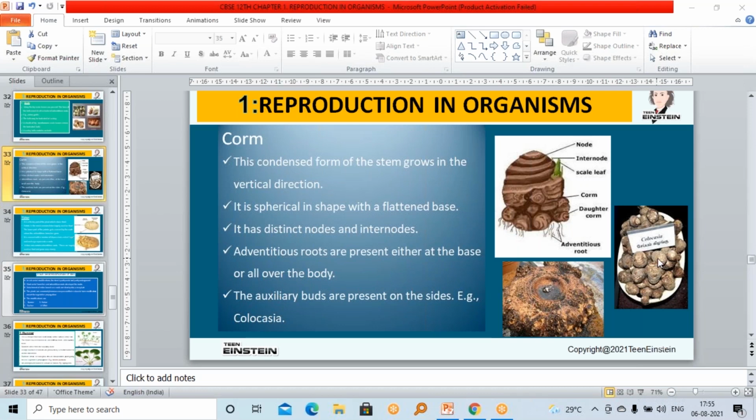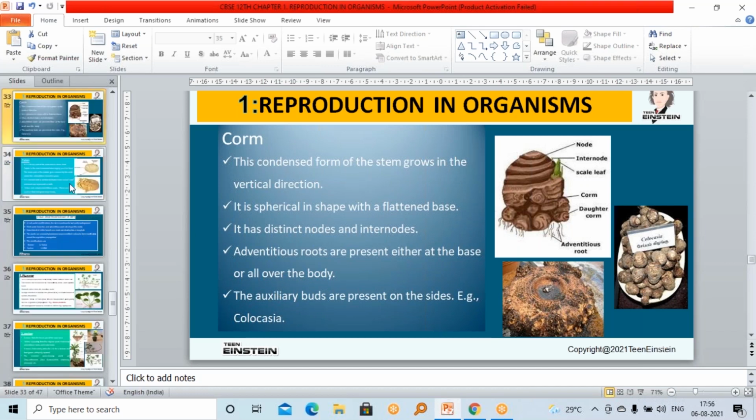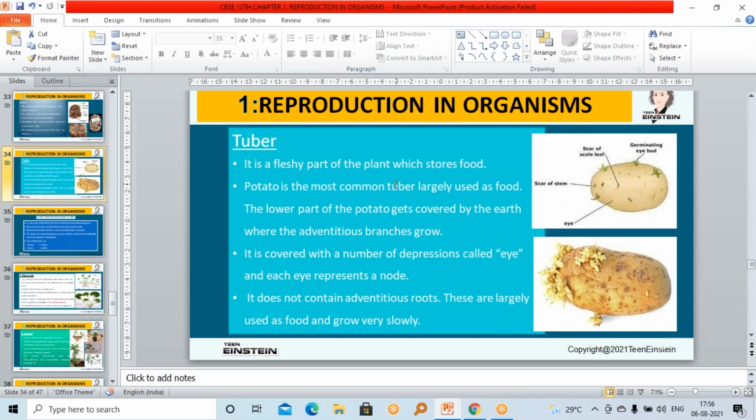So, condensed form of stem growing in the vertical direction, that is corm. It is spherical in shape with a flattened base, and it has distinct node and internode. Adventitious roots are present either at the base or all over the body. In Colocasia, at the base it is present, but in Amorphophallus, all over the body. Then axillary buds are present on the sides, on Colocasia you can see axillary buds on the sides.